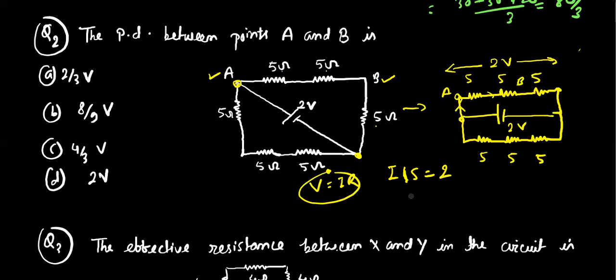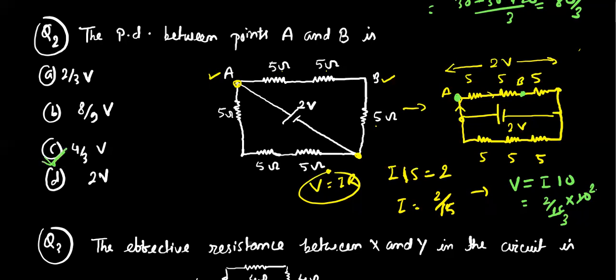Okay, so I will be equal to 2 by 15, and then we have to find the potential difference between these 2 points. The resistance of these 2 points is 10 ohm. Again we can use Ohm's law: V equal to I times R, where the value of R is 10 and the value of I is 2 by 15. So 5 3s are 15, 5 2s are 10, so it is 2 by 3. So option C is the correct option.